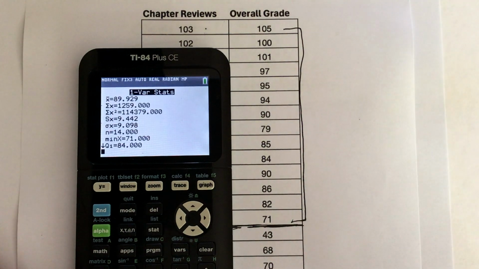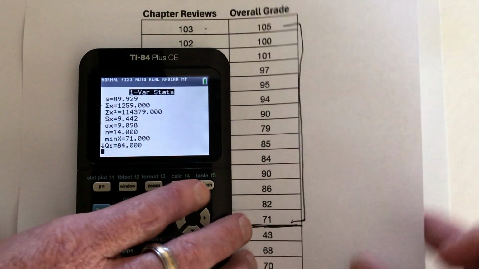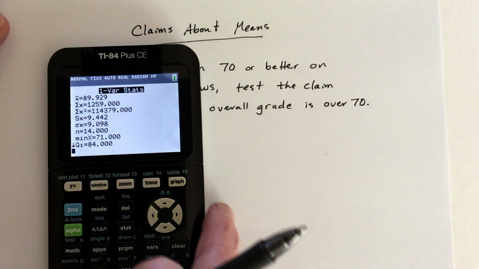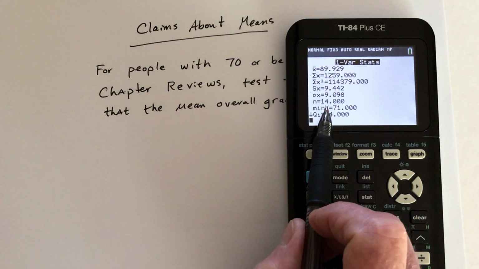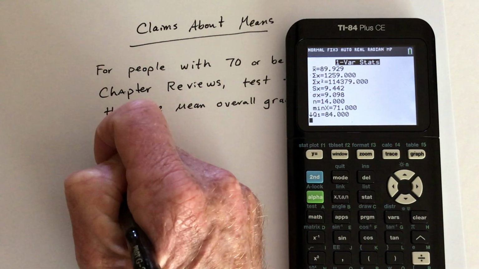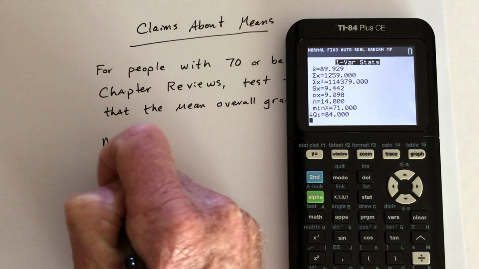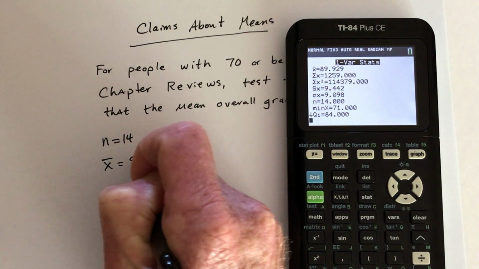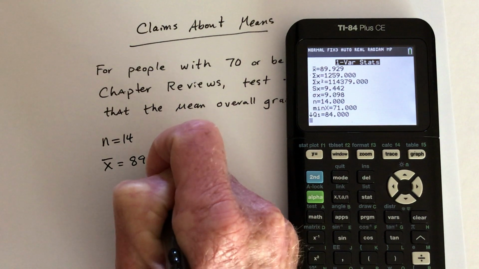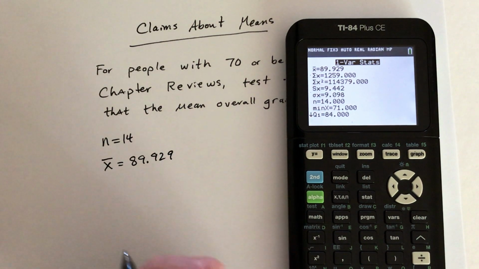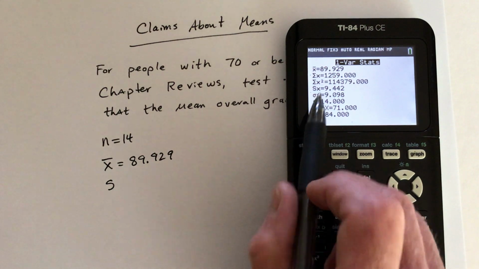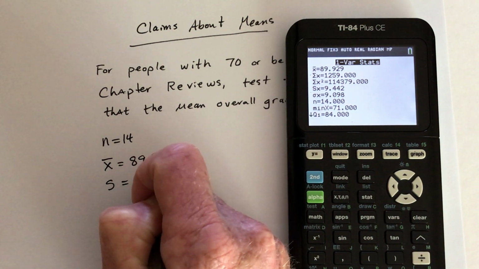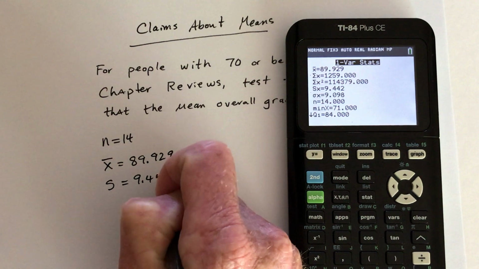So I like to do the sample size first. The sample size is 14. The average is 89.929. And the S is, so use this S right here, 9.442.